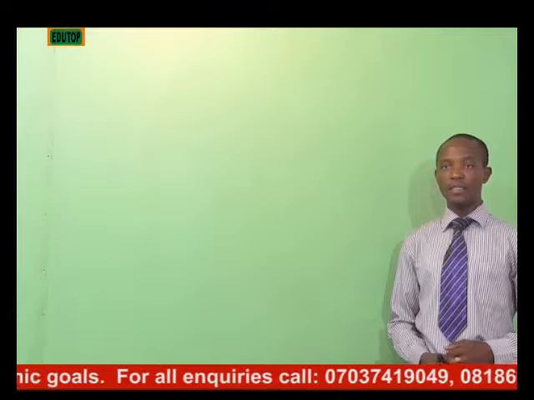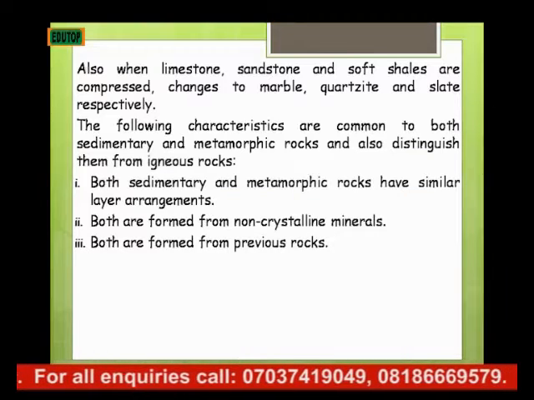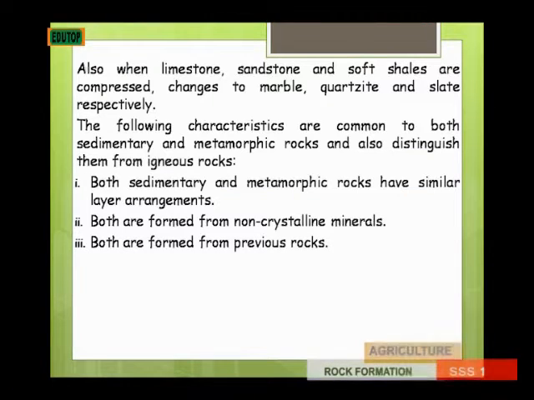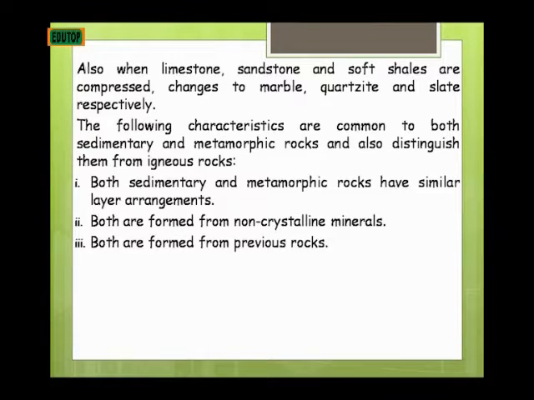The following characteristics are common to both sedimentary and metamorphic rock, and also distinguish them from igneous rock. One, both sedimentary and metamorphic rocks have a similar layered arrangement, that is, they are formed in layers. Two, both are formed from non-crystalline minerals. The third similarity is that both are formed from previous rocks.